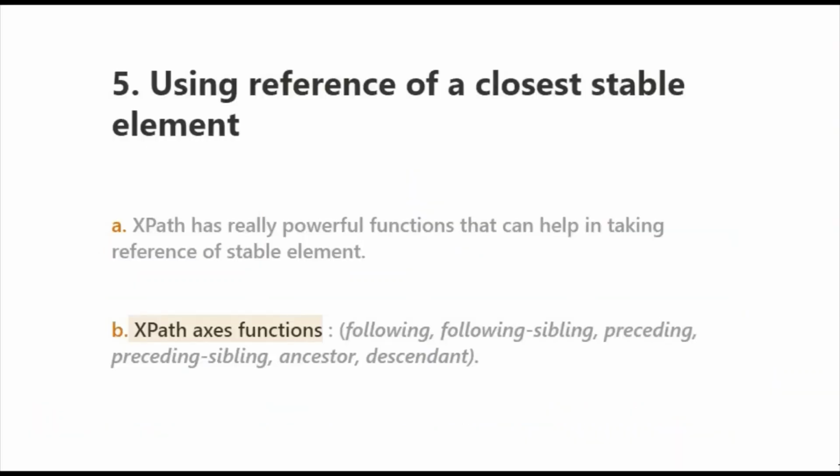So the last and most important point is using the reference of the closest stable element. XPath provides various axis functions, in which we have following siblings, ancestors, and many functions that help us find an element using the reference of the closest stable element. I'll show you a few options from them. If I cover each and every one, it would take a bit of time, so I'll cover one or two options from the axis functions. So let's go to the browser.